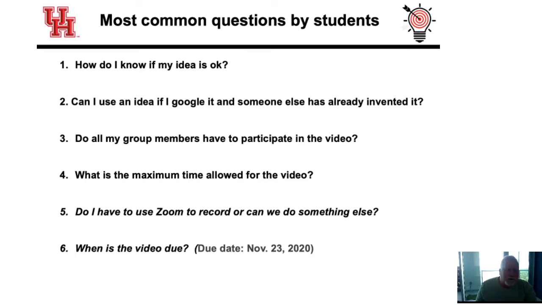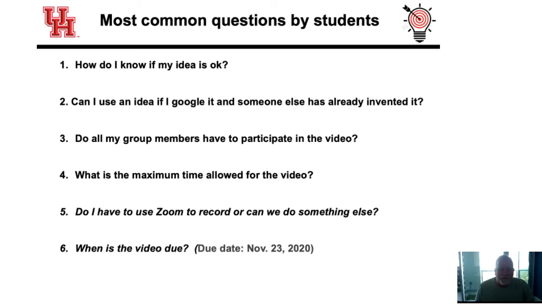Number 4. What's the maximum time allowed for the video? This is pretty straightforward. We are going to truncate at 5 minutes. We want this to be fair for everybody. So 5 minutes is the maximum amount that the video can be. If you send more than 5 minutes, we're only going to watch 5 minutes of that video. I would recommend that you go under 5 minutes. Some people ask, is 3.5 minutes okay? That's fine. If you can do a very effective pitch in 3.5 minutes, I'm not worried about that. But we have a 5-minute maximum just for equity for everybody.